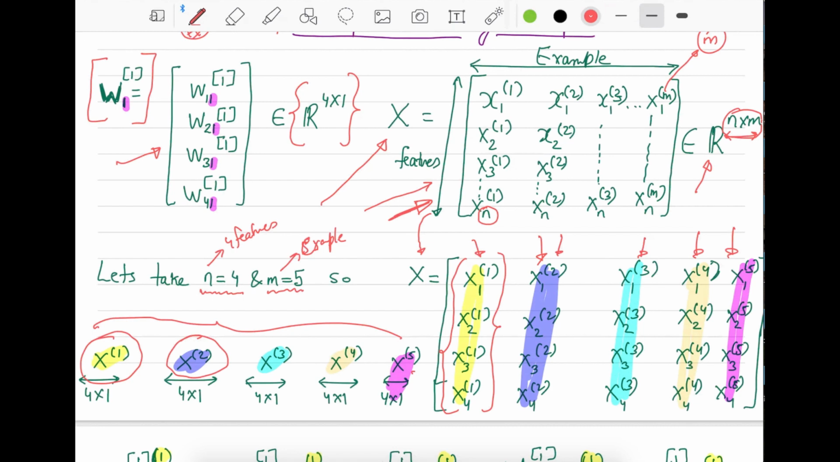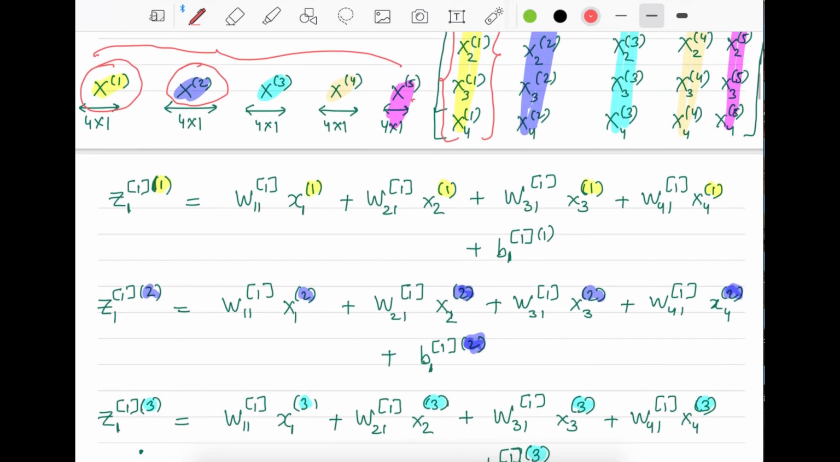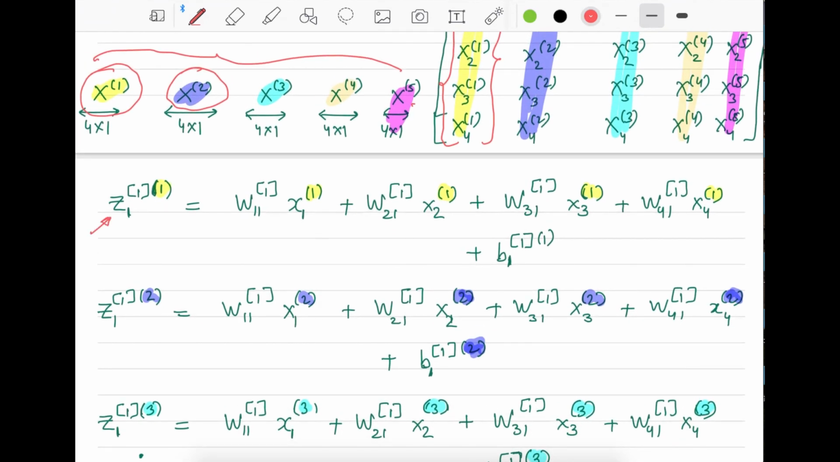So in the same way as we have done earlier, we can write individual z's for each of these examples. As you can see, the highlighted section here is actually the example number.